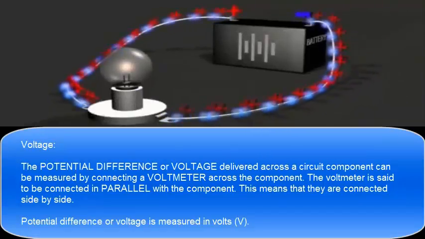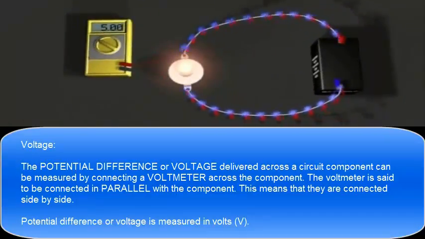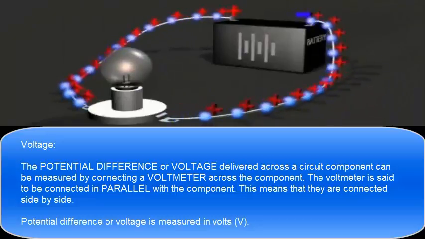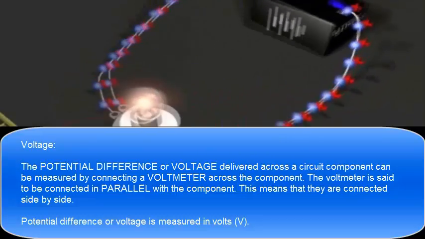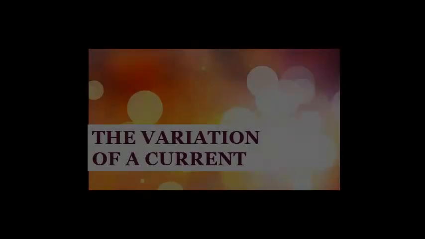Voltage. The potential difference, or voltage delivered across a circuit component, can be measured by connecting a voltmeter across the component. The voltmeter is said to be connected in parallel with a component. This means that they are connected side by side. Potential difference, or voltage, is measured in volts.